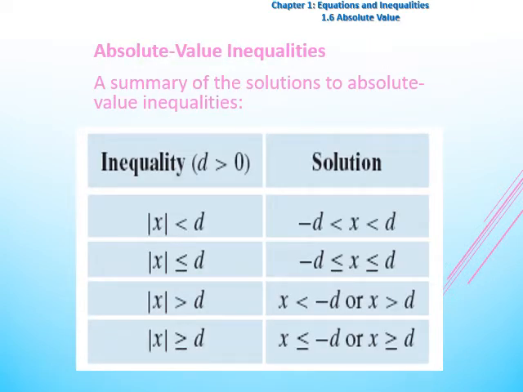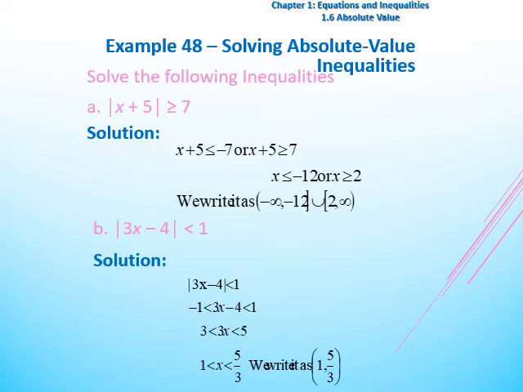Now, let's move to absolute value inequalities. This table is a summary of the solutions. If we have the absolute value of x less than d, where d is greater than 0, the solution will be in between negative d and d. And if we have the absolute value of x greater than d, we have two values: x less than negative d or x greater than d. So we will use the absolute value inequalities to get two inequalities like this.